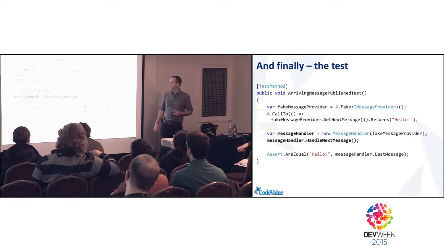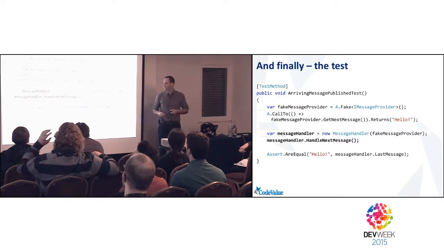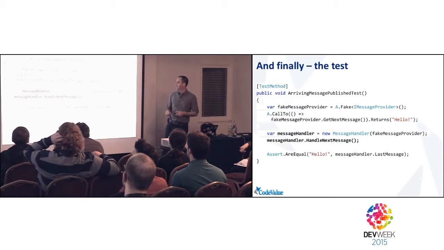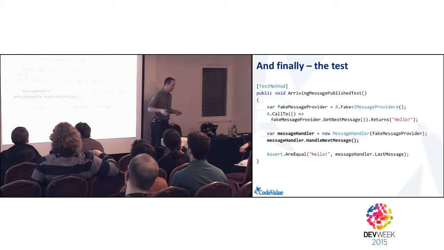All I need to do is create a fake object of the provider because I want to give it an actual message. For those of you who don't know what I'm doing here, I create a fake message provider and decide that when next message is called, return hello. That's it. That's all you have to know about this particular fake object. And I'll create a new message handler, pass it, dependency injection, the fake message provider, and call the new method I just created. And the end. It's that simple.